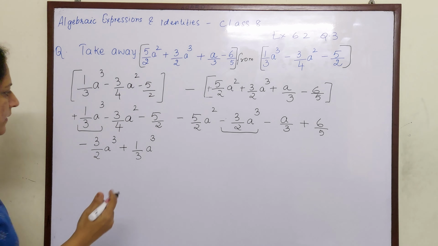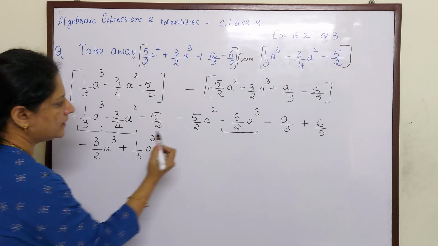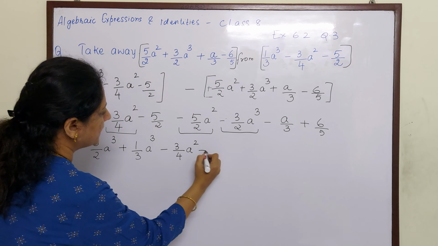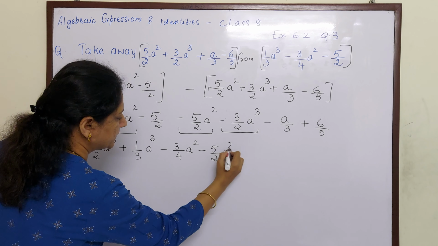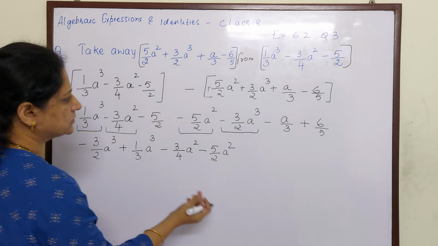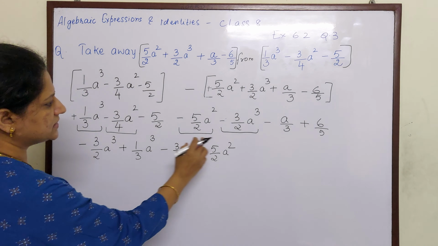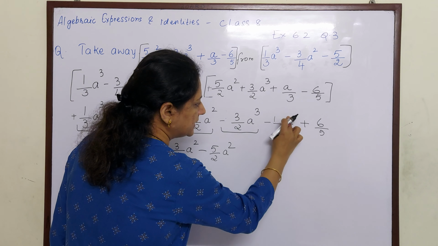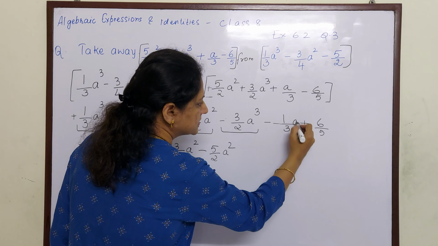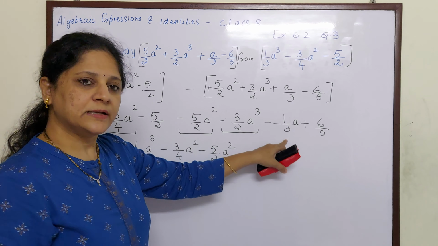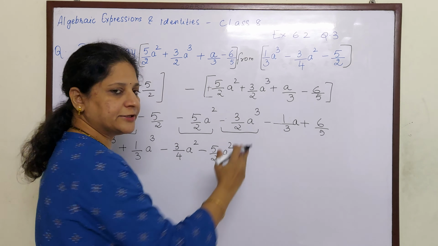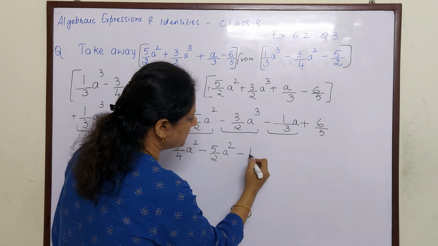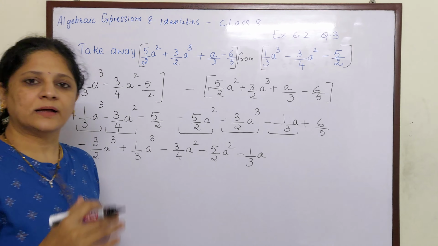Let us move on to a square. A square is this one and this one. So minus 3 by 4 a square minus 5 by 2 a square. Right? Next, now see children, this a by 3 can also be written as 1 into a by 3. So 1 into a by 3 is a by 3, but there is no like term with any other a. This is going to be standing alone because there is no other a.